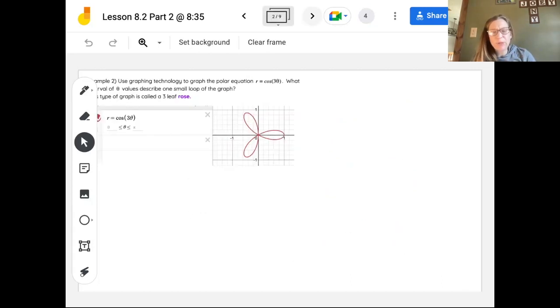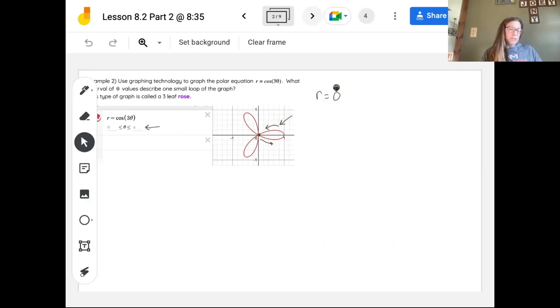Here we have a 3-leaf rose, and it says use graphing technology to graph the polar equation r is equal to cosine of 3 theta. What interval of theta value describes one small loop? One small loop. So I see here, to complete all 3 loops is from 0 to pi before I would begin repeating itself. I specifically want just one particular loop. It doesn't matter which one, just one particular loop itself. Well, we know that it's beginning and ending. Let's just grab this first one. It doesn't matter because they're all the same, because they're all starting at and coming back to the origin itself.